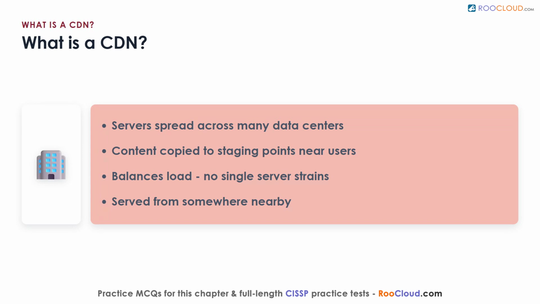That layout naturally balances the load, so no single server strains under every request, and each user is served from somewhere nearby. Think of a popular book stocked in libraries in every town, so no reader has to travel to one distant central archive and no single branch gets mobbed.